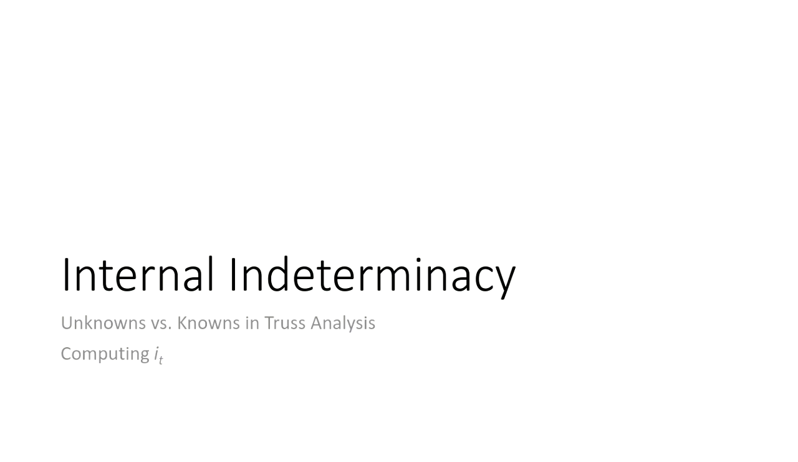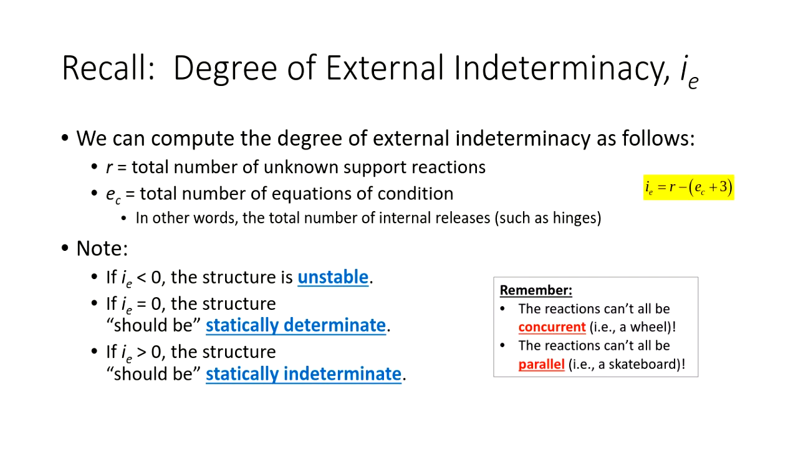Now, to explain it, I want to go back to something that we talked about a little while ago. I want to talk about IE. So let's recall this term IE. IE was the degree of external indeterminacy. So the idea is you have a structure, and this formula is just a mathematical way of comparing your knowns in the structure with your unknowns.